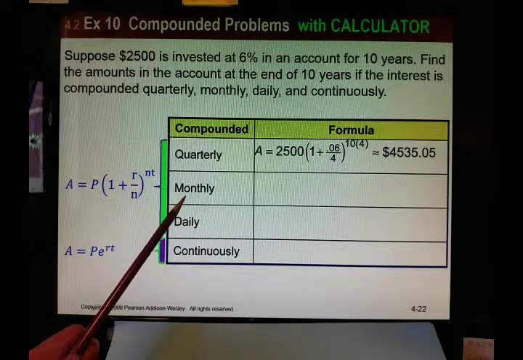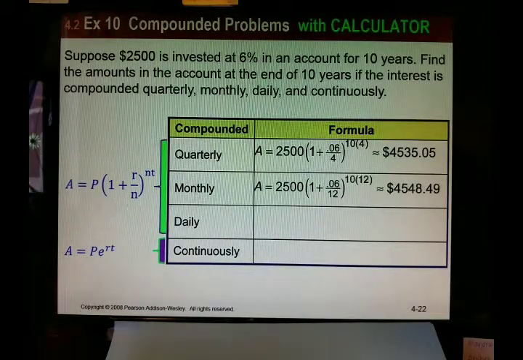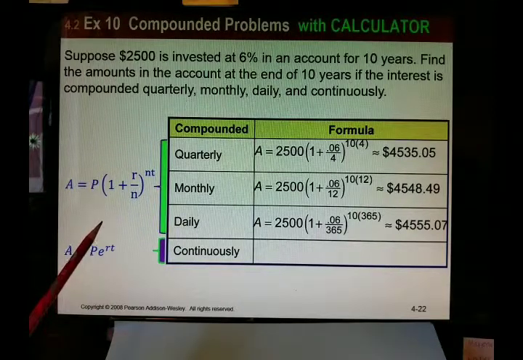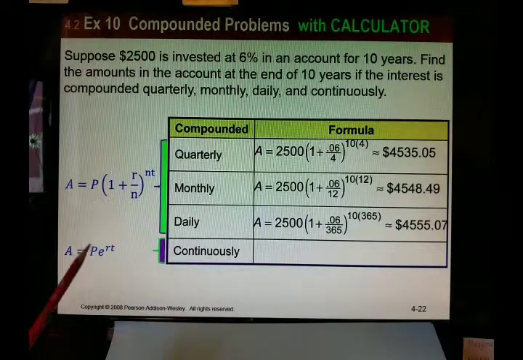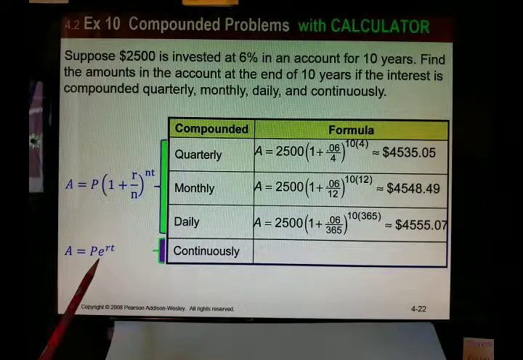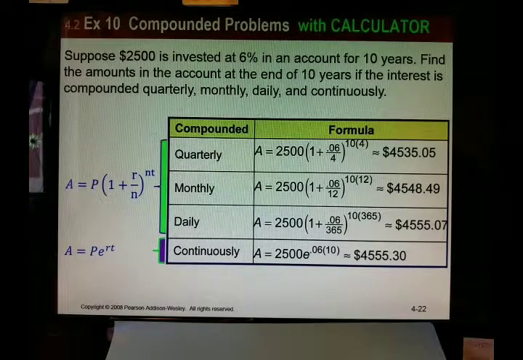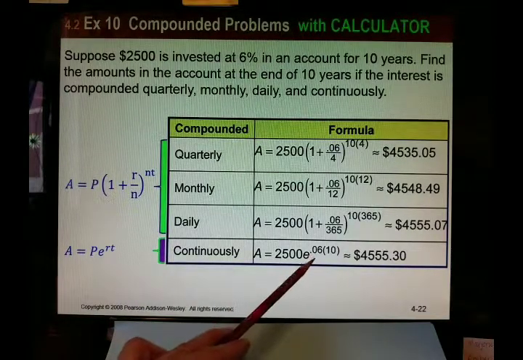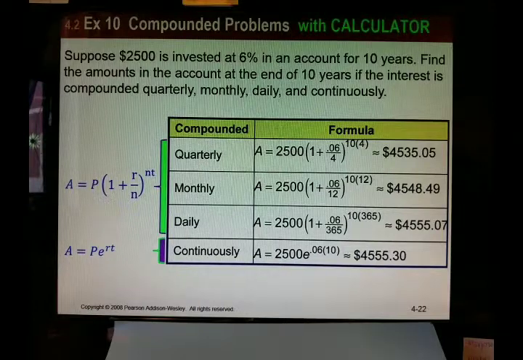All right, if something is compounded monthly, we would want our n to be 12. If it is daily, then our n would be 365. And then continuously, this is the e on the calculator, and it should be above the natural log. So 2,500 times e raised to the 6% times 10. And notice each of those amounts got a little bit larger all the way up until compounded continuously.